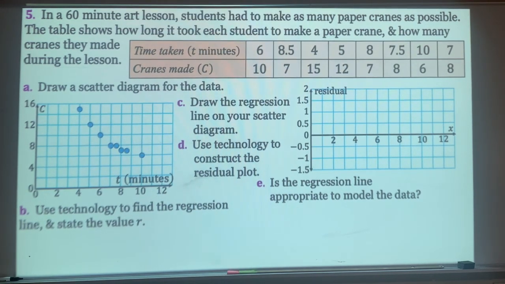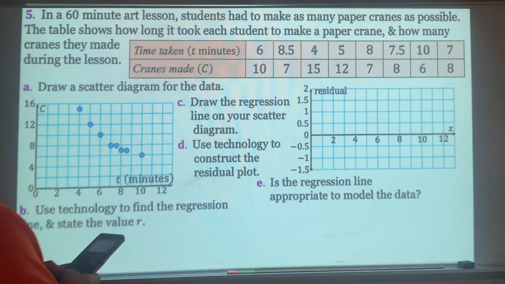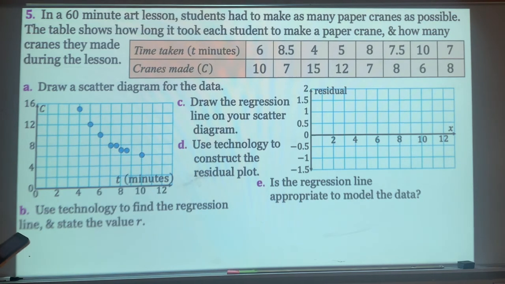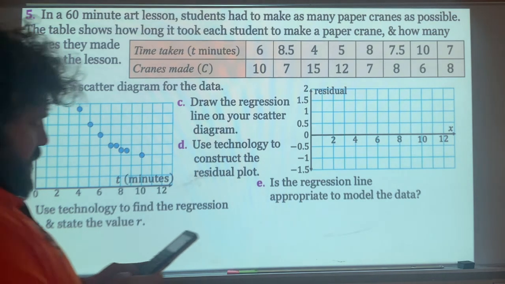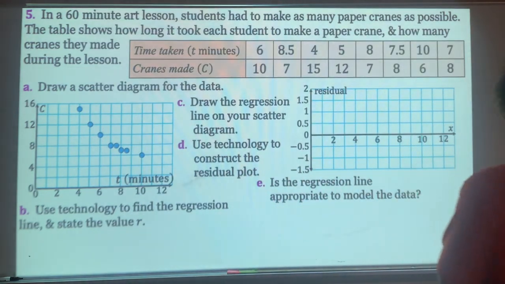All right, let me go second, mem, clear. I'm starting to get my second wind right here. Stat edit, so as you can see, I'm doing this right here with you guys. 6, so that's your scatter plot. Your scatter plot should be good. 4, 5, 8, 7.5, 10, 7. Look how quick I put these in. And I always check with technology my scatter plot.